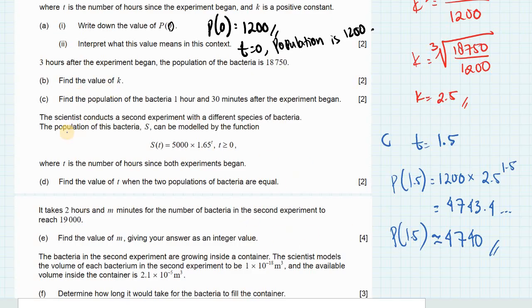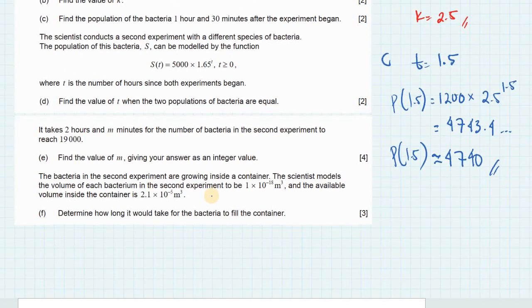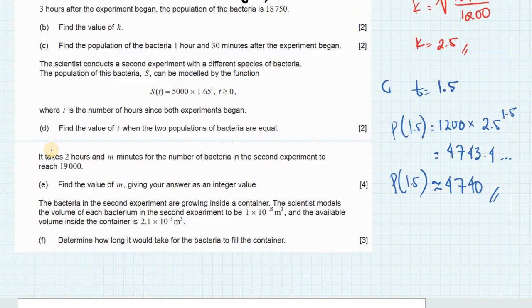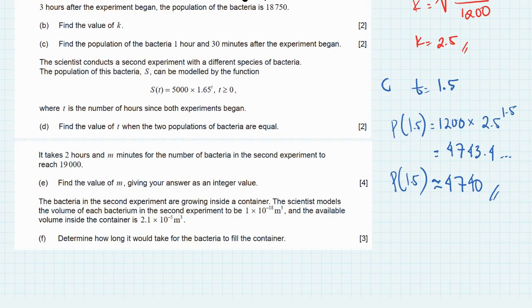Next, the scientists conduct a second experiment with a different species, and the equation is S of t is equal to 5,000 times 1.65 to the power of t, where t is more than 0. Find the value of t when the populations are equal. So question C, wait, I thought that one is question C. No, question D. My bad. Sorry. Question D. I'll do it here.